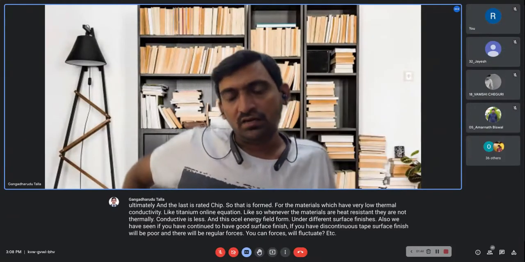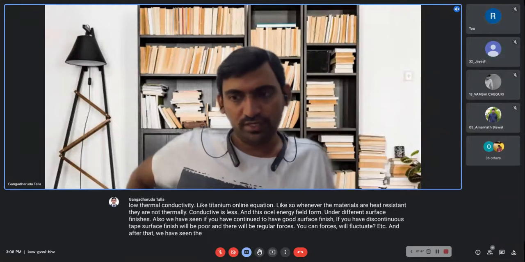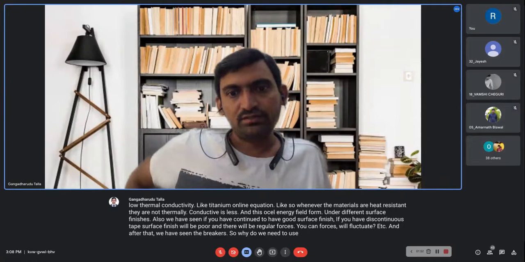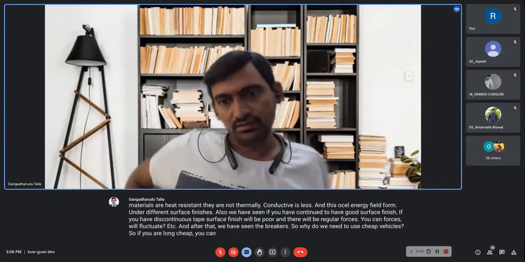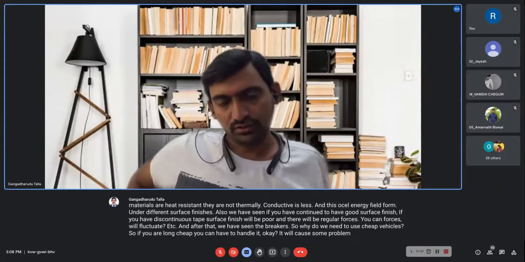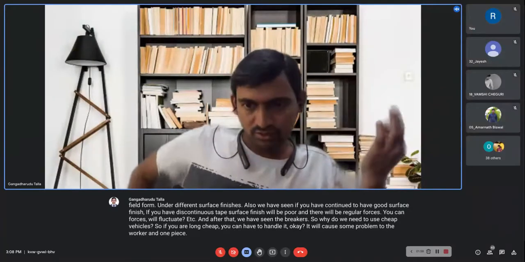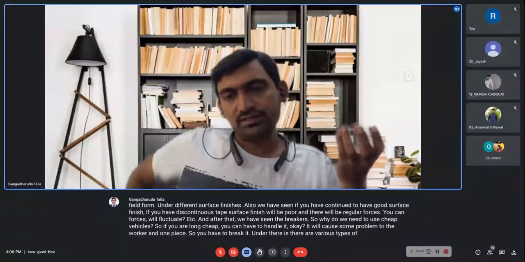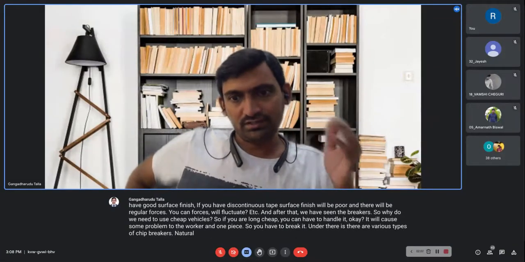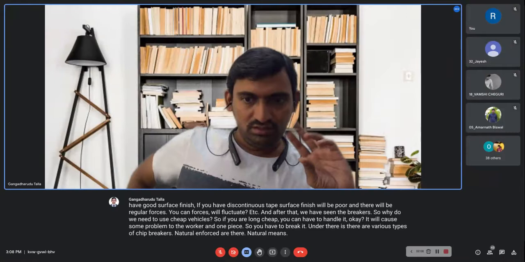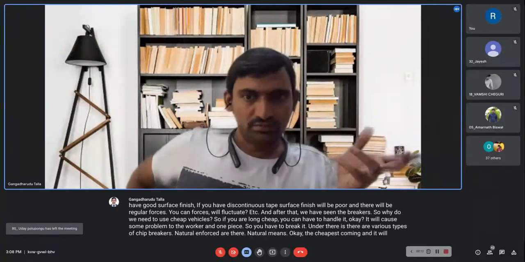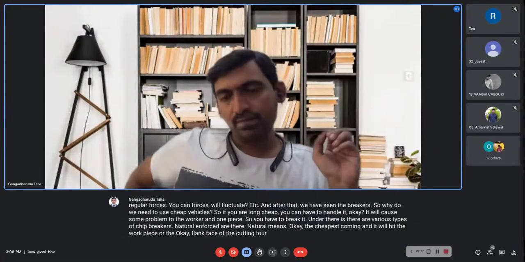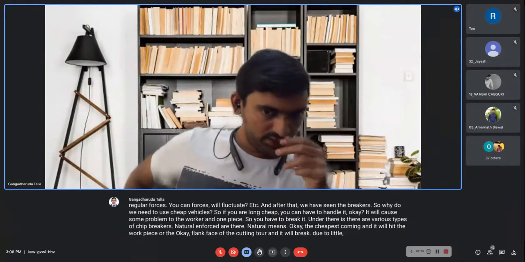etc. And after that, we have seen the chip breakers. So why do we need to use chip breakers? If you have long chip, you cannot handle it. It will cause some problem to the worker and workpiece, etc. So you have to break it. And there are various types of chip breakers. Natural and forced are there. Natural means the chip is coming and it will hit the workpiece or the flank face of the cutting tool and it will break due to brittle fracture.